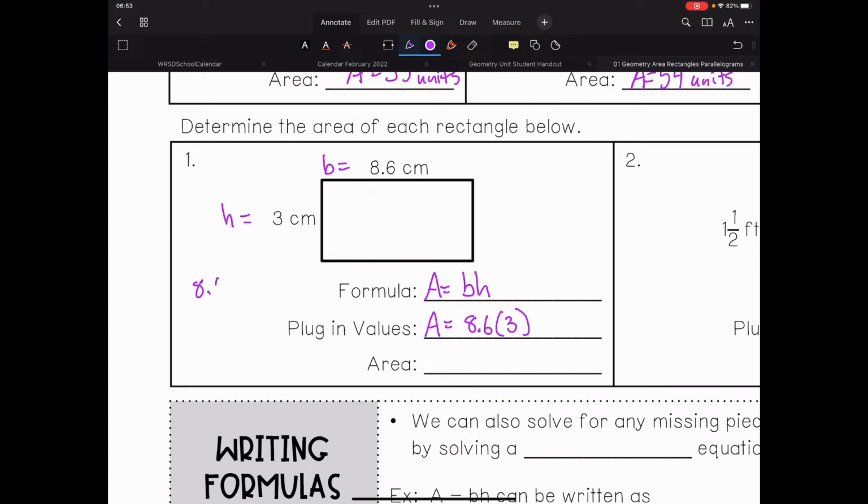So 8.6 times 3. 6 times 3 is 18. 8 times 3 is 24, plus 1 is 25, and move my decimal over 1. So I have an area that is 25.8, but now look, we have a label. We know that that rectangle is measured in centimeters, so our label is going to be centimeters squared.